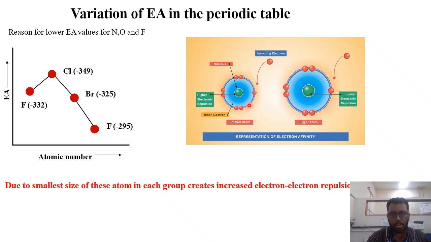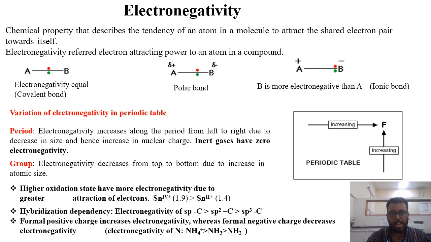For example, fluorine has a high value because it has a smaller atomic size or atomic radius, so the higher electronic repulsion will be there. The incoming electron will experience the higher electronic repulsion, but it is the other way for the larger atom, that is iodine or bromine. So this is the reason I have explained: the smaller size of the atom in each group creates an increased electron repulsion.